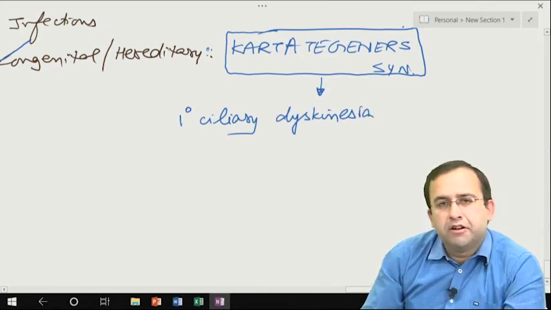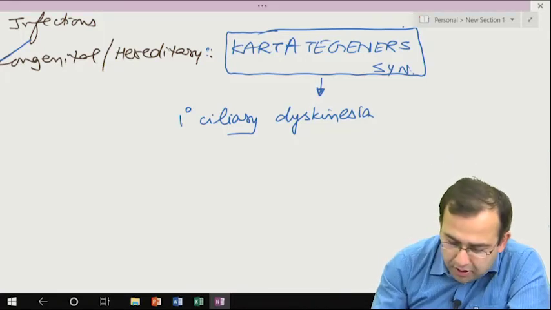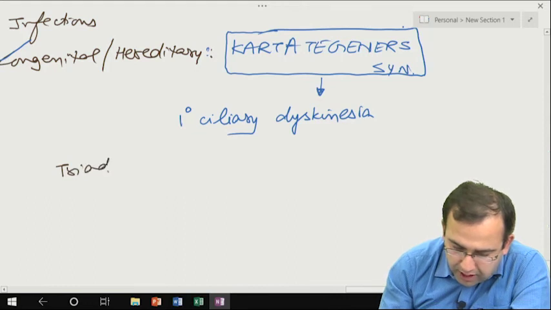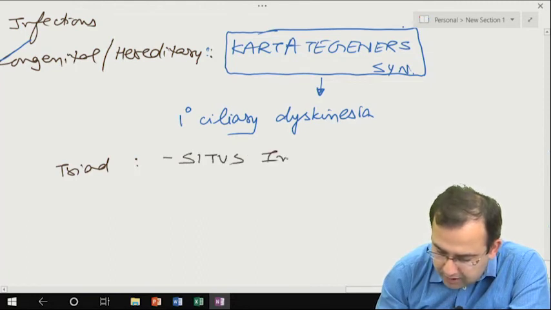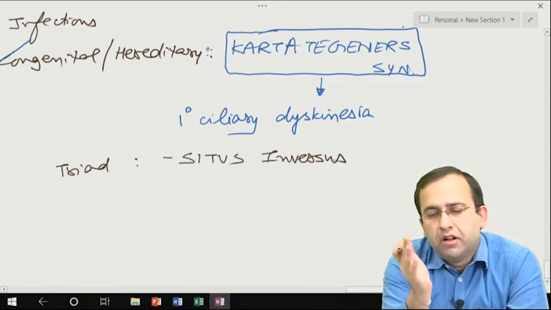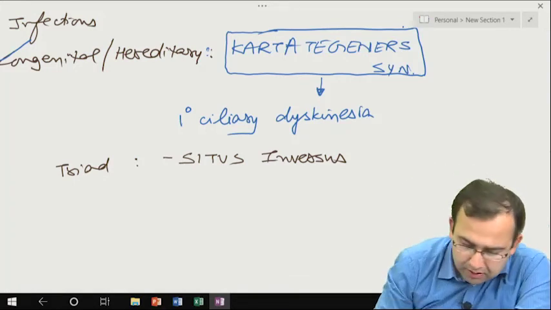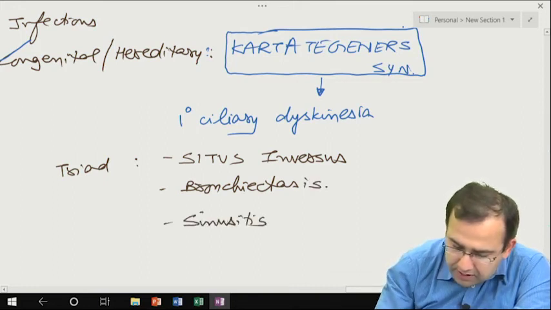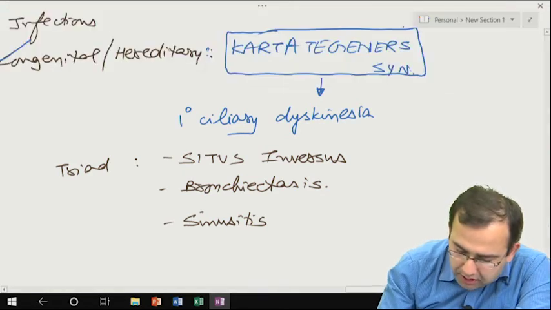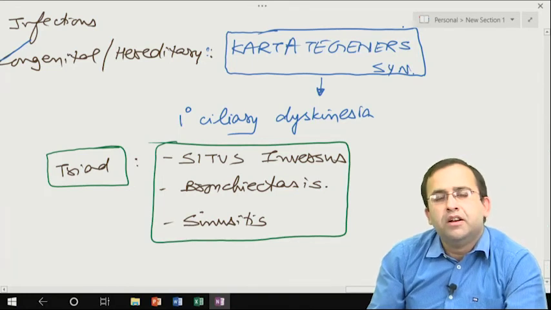Primary ciliary dyskinesia means there is a problem in the motility of cilia primarily. So it has the classical triad. It is a triad of situs inversus. Situs inversus is left is right, right is left. Heart is present on the right hand side, spleen is present on the right hand side, liver is present on the left. Situs inversus, bronchiectasis, and sinusitis. And sinusitis because the ciliary movement is not proper. So, Kartagener's syndrome is a triad of situs inversus, bronchiectasis, and sinusitis.